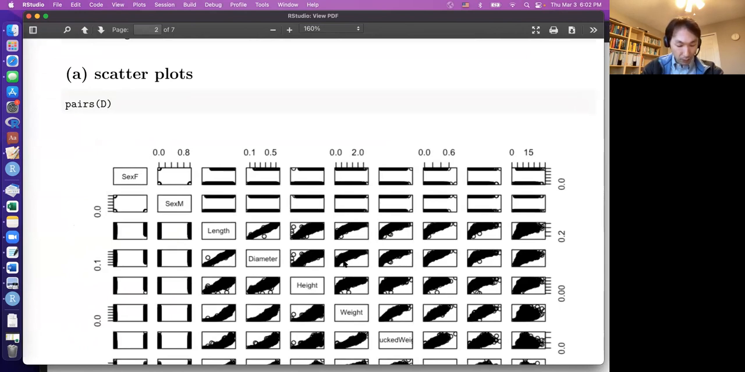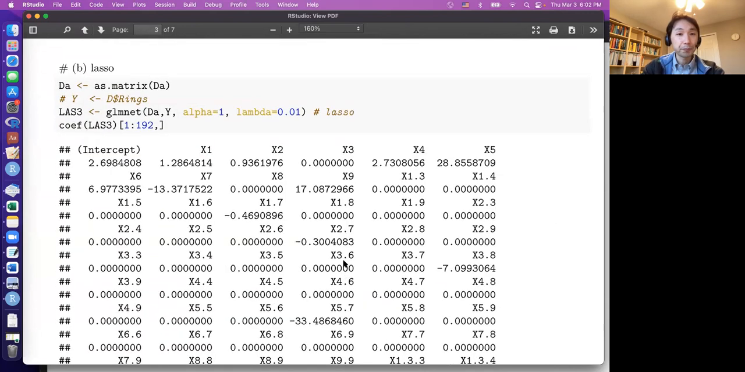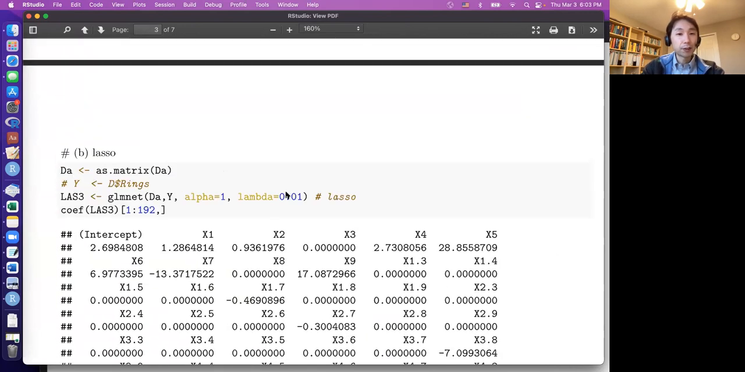Okay, some of you have finished B, so we do B now. For lasso regression, we can use the glmnet function with alpha equal to 1, and the lambda value you can vary. This is just one example.